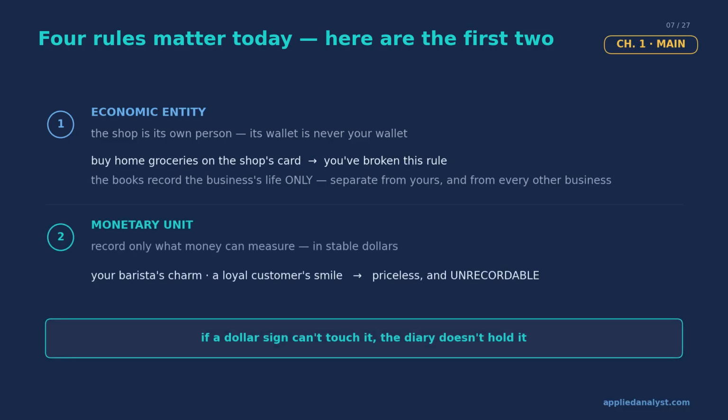Rule 2. The monetary unit assumption. The diary is written in money, so you record only what money can measure, in stable dollars. Your barista's charm? A loyal customer's smile? Priceless and unrecordable. If a dollar sign can't touch it, the diary doesn't hold it.